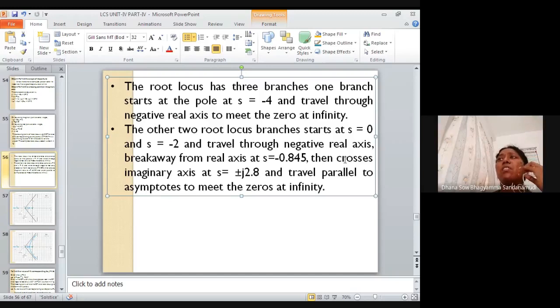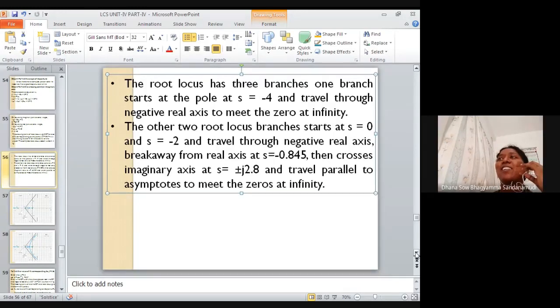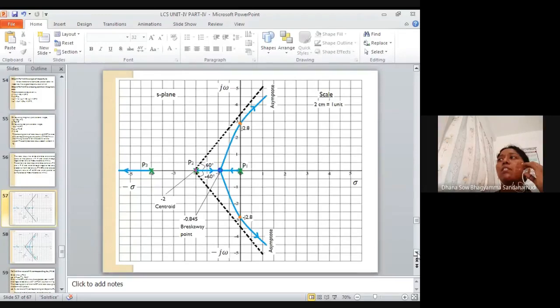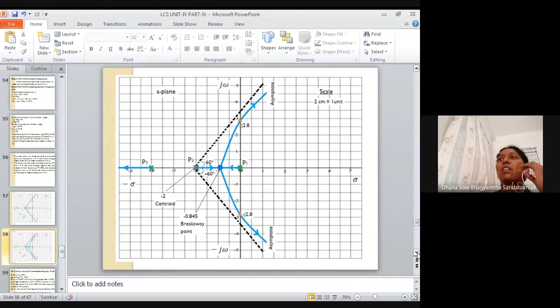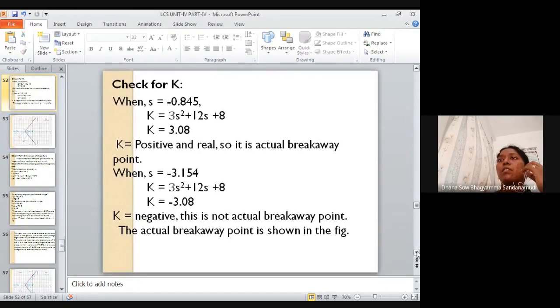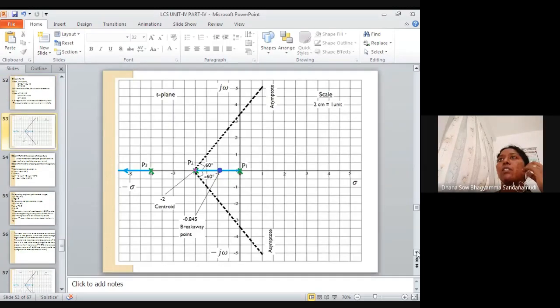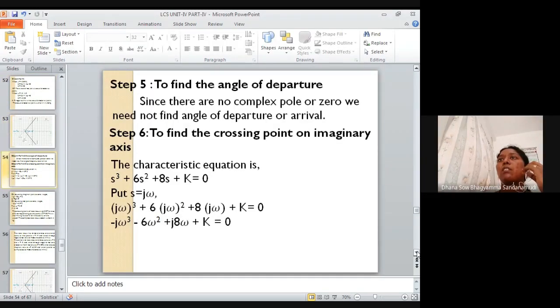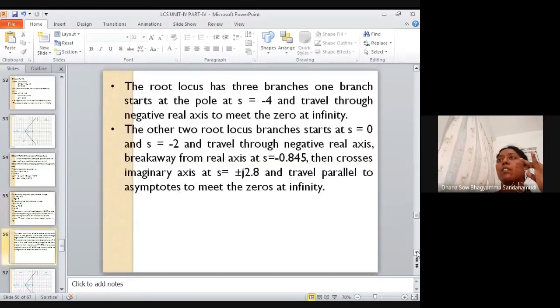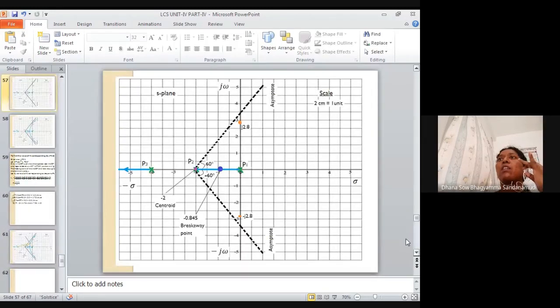No need to explain all this. Whatever I have written, you go through it later on. I will show you the graph, and so this is the breakaway point. Where am I? Why did I put this breakaway point? One minute, I will check the PPT. Okay, this is not the breakaway.